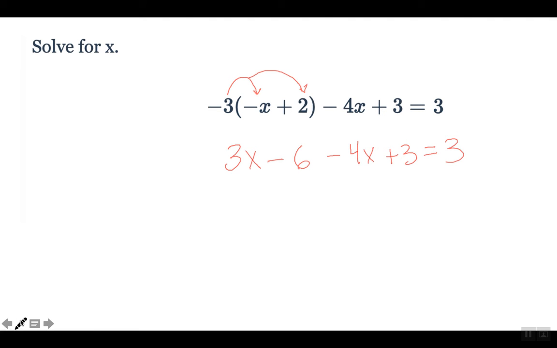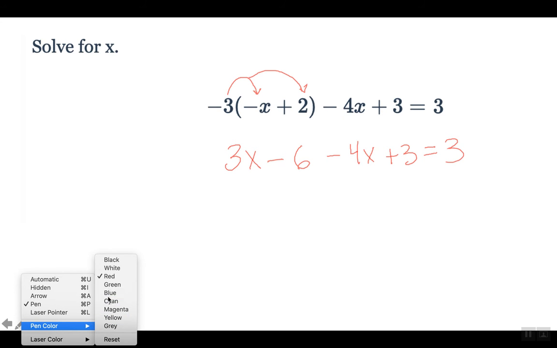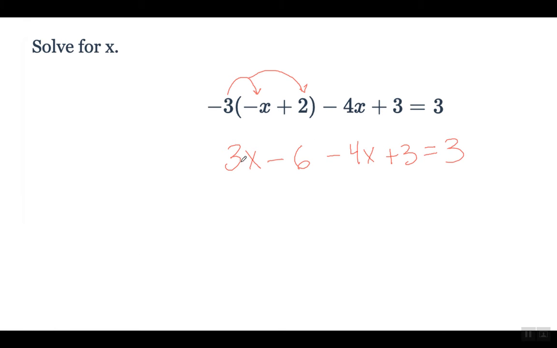Okay, now again, first thing I'm going to do before I move anything to the other side of the equation is combine like terms. So I'm going to combine the 3x minus the 4x. Okay, so 3 minus 4 is negative 1. So that means I have negative 1x. I'll say it again. If I'm on a number line, 3 minus 4.